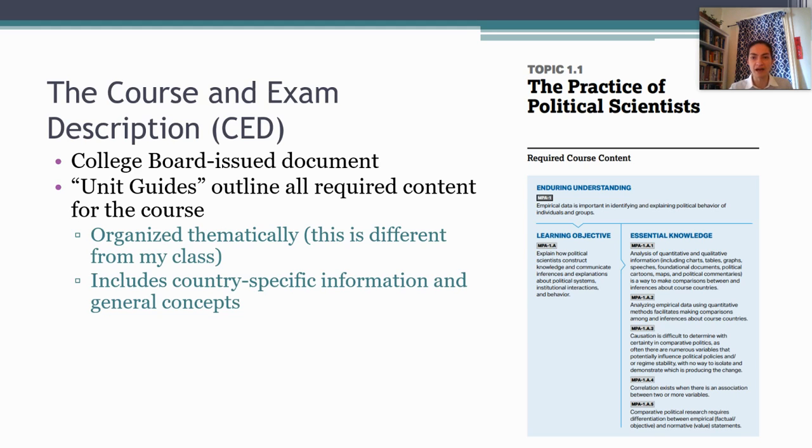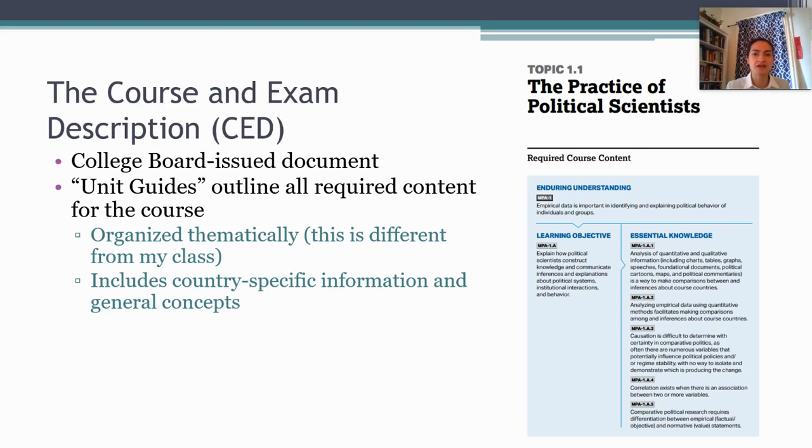What those do is divide up all of the important content for AP Comp Gov into 5 different units. And I will flag for you, this will be a little bit confusing, that they are organized thematically. They are organized by major concept. I don't teach my course that way. I teach my course country by country. Different teachers do it differently. But just so you know, when you see all this language about Unit 3, Unit 5, and you've never heard of those things before, it's not because you're taking a totally different course. It's just because I organize my class differently than the CED organizes it, but we teach the same content material.